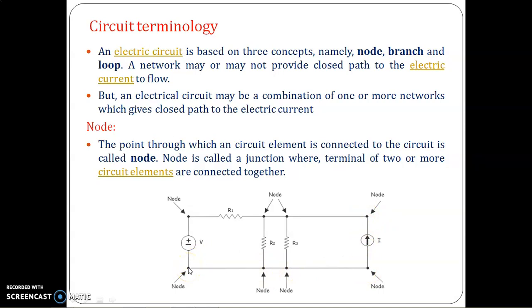So easily we can get the definition of node. A node is nothing but a point through which a circuit element is connected to the circuit. That is, two or more circuit elements are connected together to form a junction. A junction is also known as a node. See here, two elements, R1 and R2, are connected by means of this node. Here, this line, that is the wire, as well as the current source is connected by means of this node.